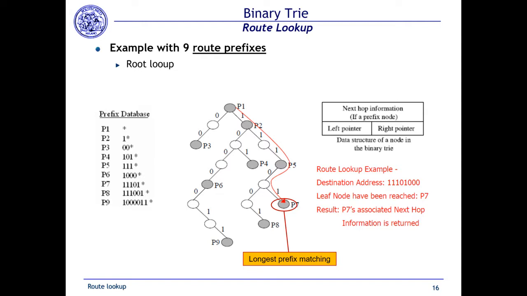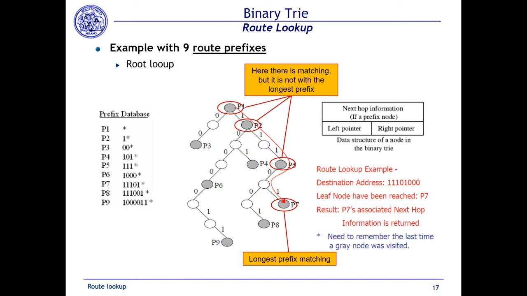That is the longest prefix matching. You have to notice that along the path we crossed not only P7 but also other gray nodes. The gray nodes that have been crossed are matching entries of the routing table, but these prefixes are not the longest one. They are matching, but not the longest. The longest is P7 in this case. In any case, while you are exploiting this procedure to make the lookup operation, there must be somewhere a temporary register where you store the prefixes that have been encountered. Basically, not all, but the last one.